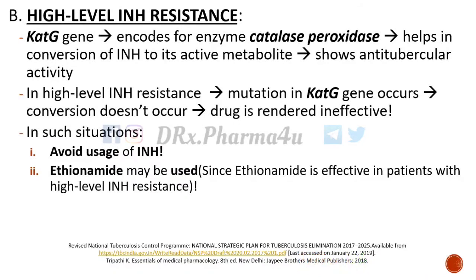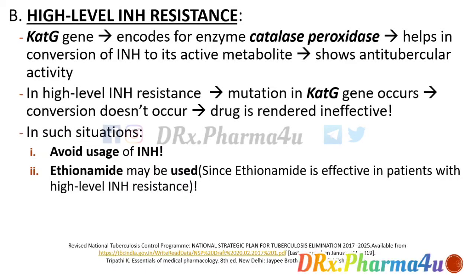So let me tell you once again about the interesting aspects of isoniazid resistance. There are two types: low-level resistance and high-level resistance. In low-level resistance, there is a mutation in the INHA gene. In such conditions, you can use a high dose of isoniazid. Accordingly, the pyridoxine dose should also be increased and the patient should be monitored for neurotoxicity. In such conditions, you cannot use ethionamide because there is a risk of cross-resistance.